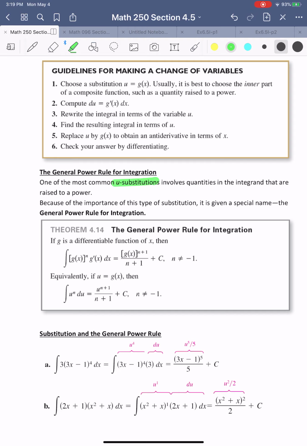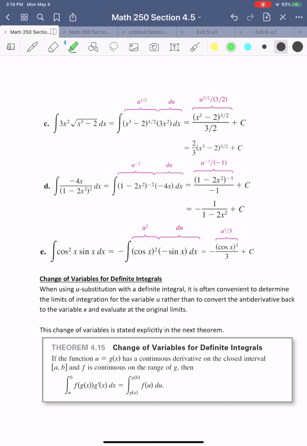So, the general power rule for integration. One of the most common u-substitutions involves quantities in the integrand that are raised to a power. Because of the importance of this type of substitution, it is given a special name: the general power rule for integration. So we have to use this. I put down some of the popular ones we might need to see here, so try to take a look at what happened here.